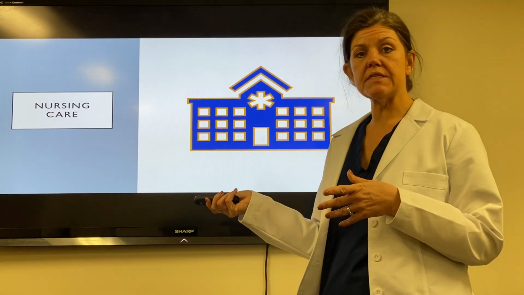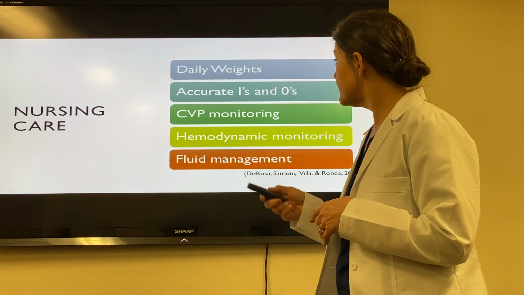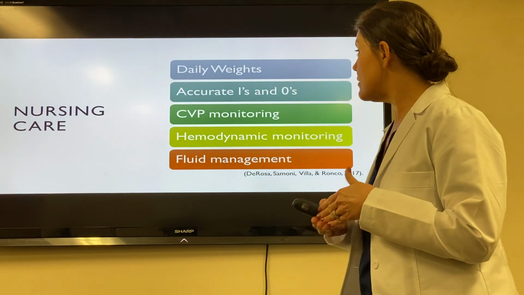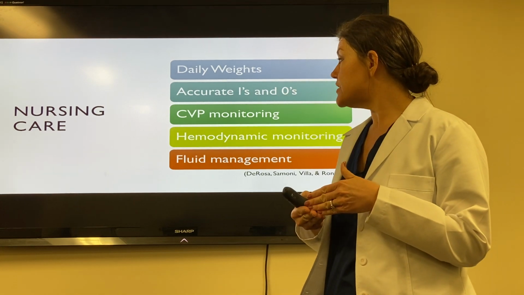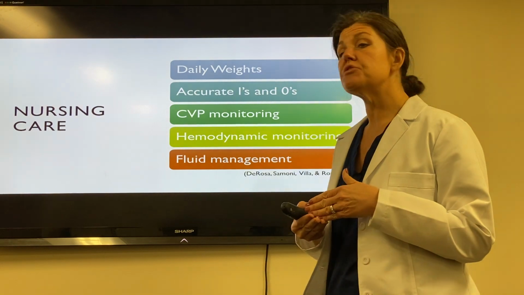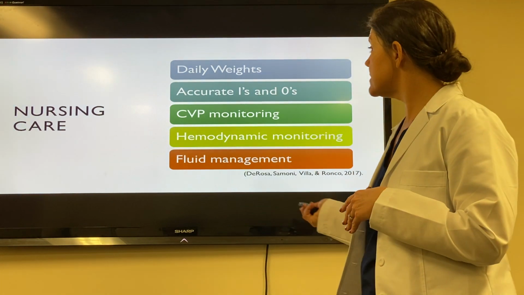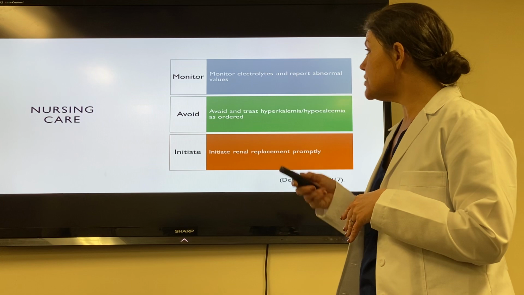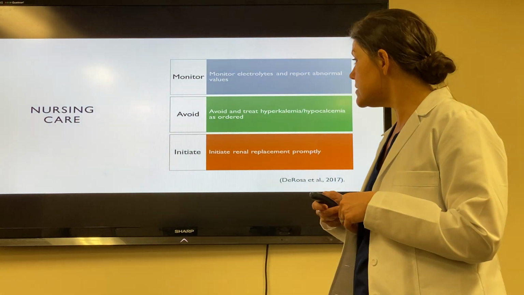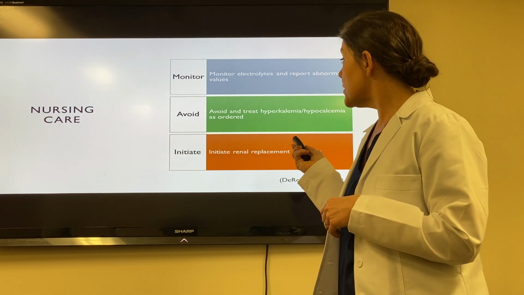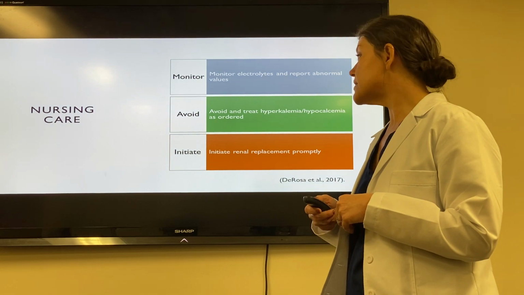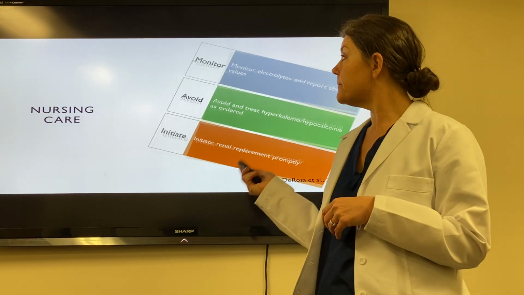So now we'll talk about nursing care for this patient population. So of course we want to make sure that we're getting daily weights and we're doing accurate intake and output. We'd like to CVP monitor if possible, and hemodynamic monitoring. And we also need to pay attention to fluid management with these patients. We want to monitor their electrolytes and report any abnormals promptly to physicians. We want to avoid and treat hypokalemia and hypocalcemia as ordered. And we want to initiate renal replacement therapy promptly.